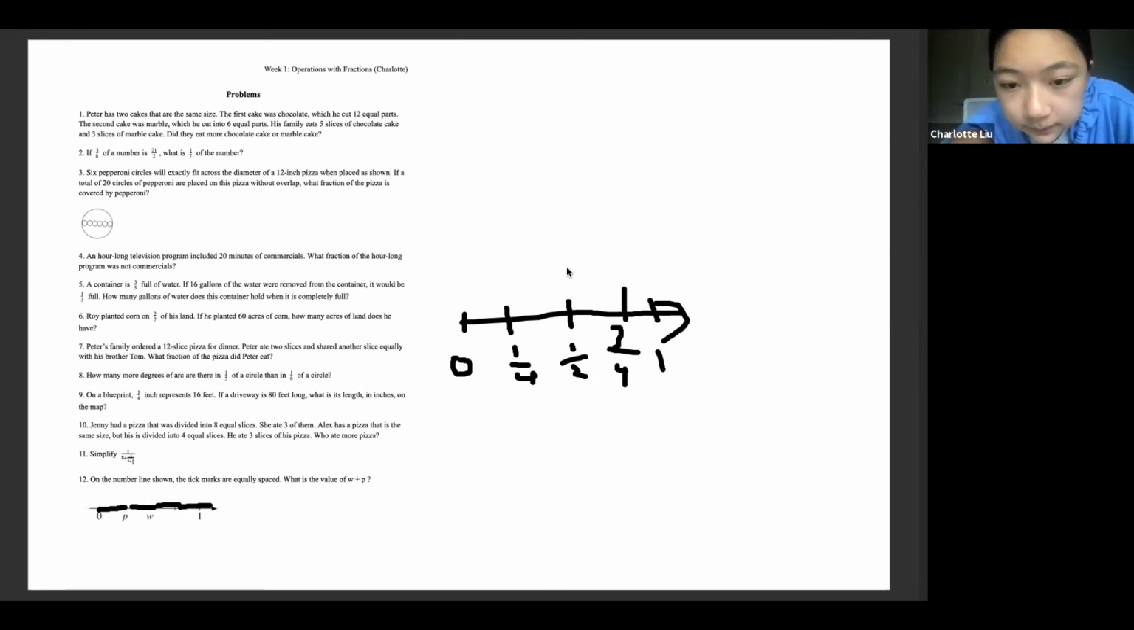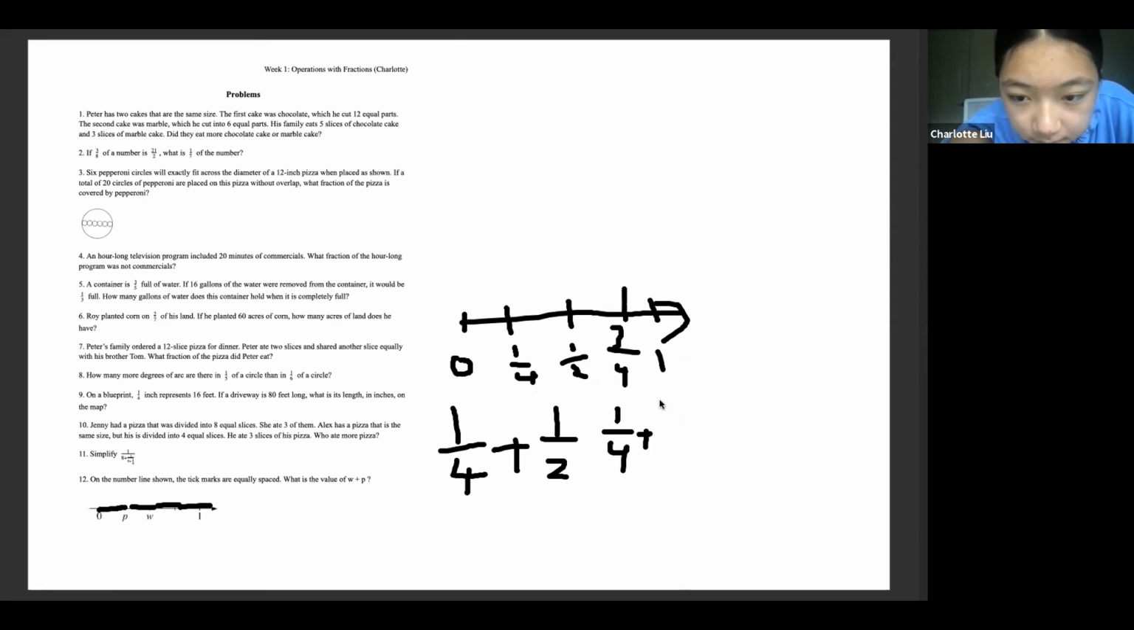So what you would do, P equals 1/4 and W equals 1/2. So P plus W equals 1/4 plus 1/2. So 1/2 equals 2/4. So we'll have 1/4 plus 2/4, which equals 3/4.